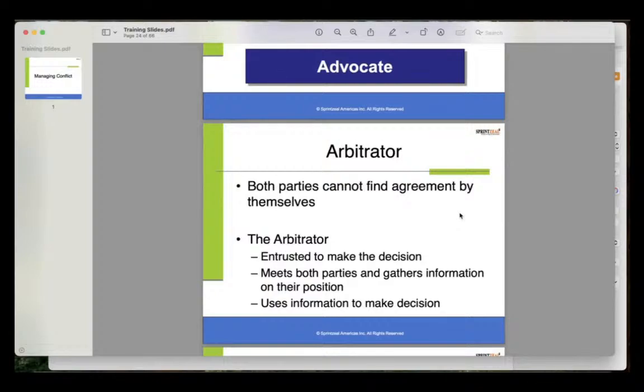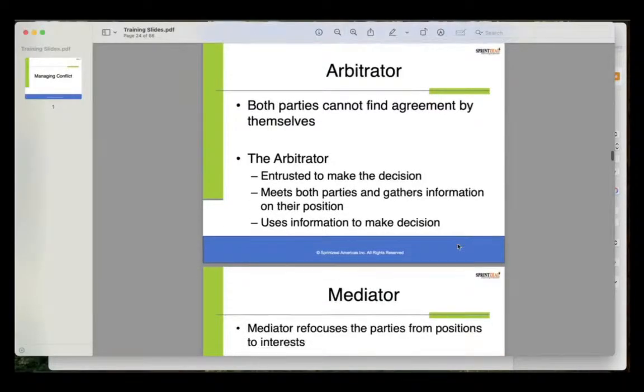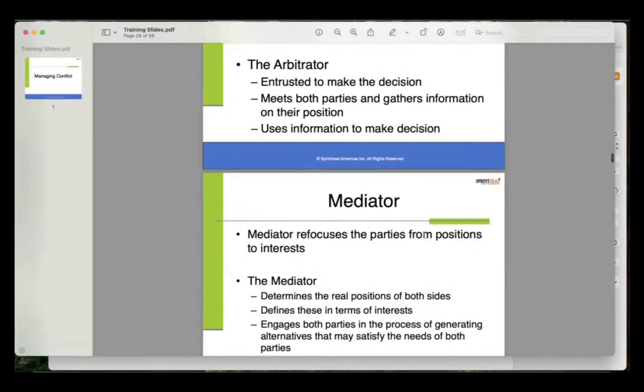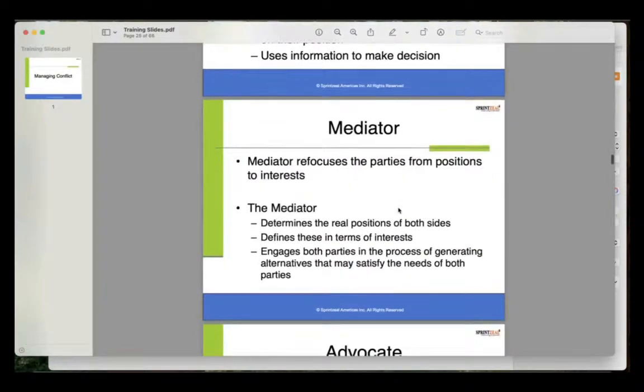Then the arbitrator is entrusted to make the decisions. What does the arbitrator do? It meets both the parties and gathers information on their positions, and then uses that information to make a decision. Okay, the arbitrator role is clear to you now. Good job. Now, since we are doing the arbitrator, let's do the mediator. Let's do a quick recall. What does a mediator do?